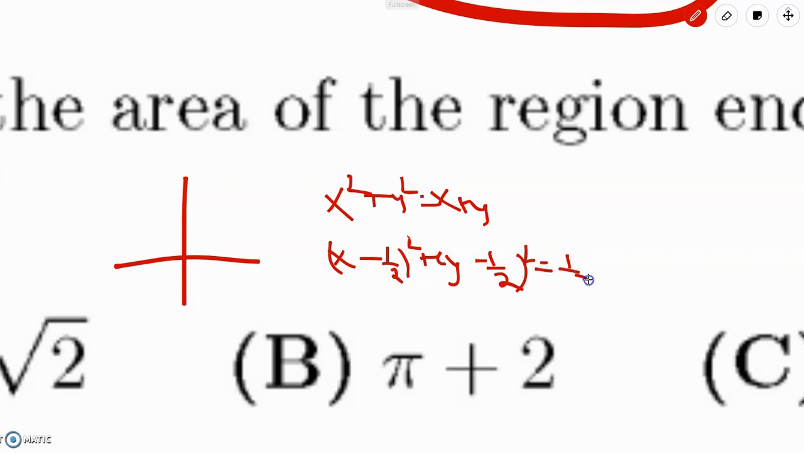Because if you simplify this, then you'll get this is equal to 1/2. So the radius is root 2 over 2. And it's centered at (1/2, 1/2). So it kind of looks like this.